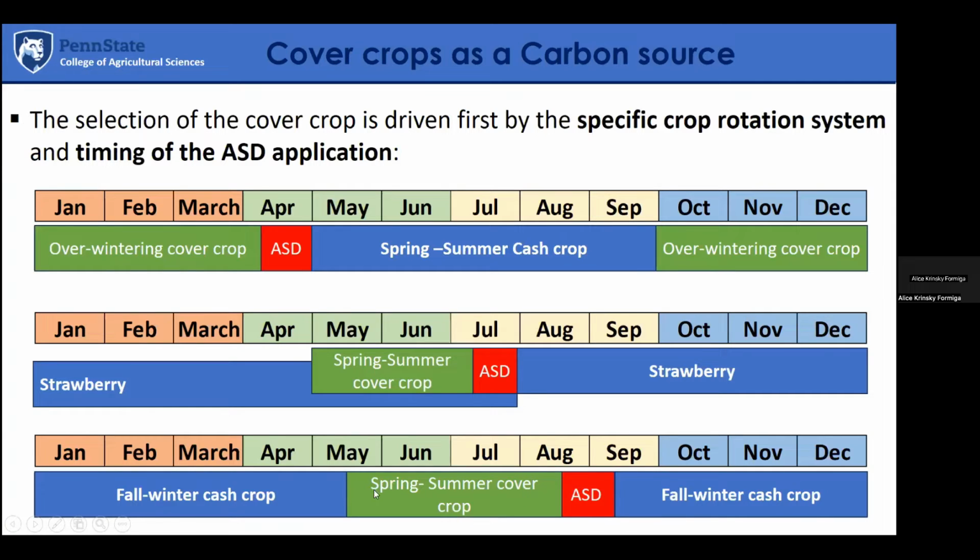And still here we have the opportunity to grow a spring summer cover crop that could be used as a carbon source. So in this sense, we need to take into account the specific crop rotation system we are working with and the timing of application of ASD to understand which type of cover crop we are growing.